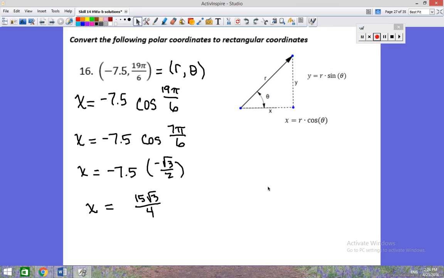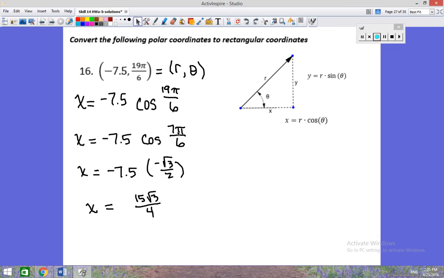In 16, again, it's asking us to convert from polar to rectangular, use those coordinates, use substitution. Now here I did notice that 12 over 6 is 2, so I knew that 19 pi over 6 went around more than one complete revolution. So to use my unit circle, I'm not going to see an angle measure of 19 pi over 6, so I subtracted 12. 19 minus 12 is 7. I subtracted 12 because 12 over 6 is 2, and I subtracted one complete revolution, I subtracted 2 pi. So 19 pi over 6 minus 2 pi is 7 pi over 6.